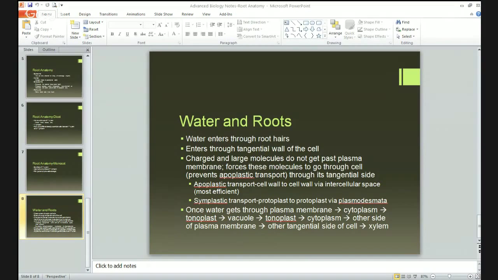Tomorrow we'll hit the root modifications. Last time, the stem modifications we were able to put in with the stem structure, but this one has a little more, so we're splitting it up. So you'll do just root modifications tomorrow.